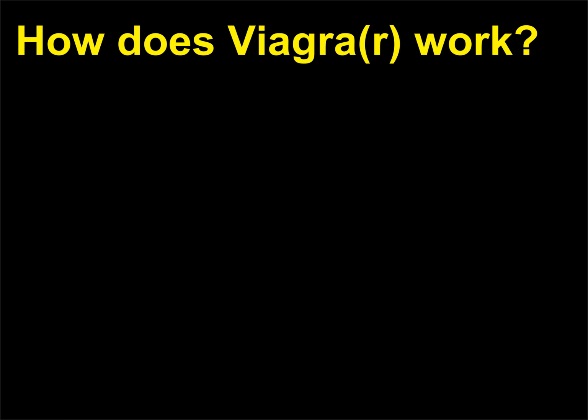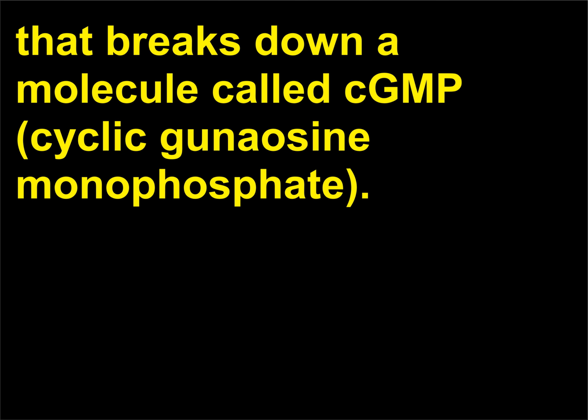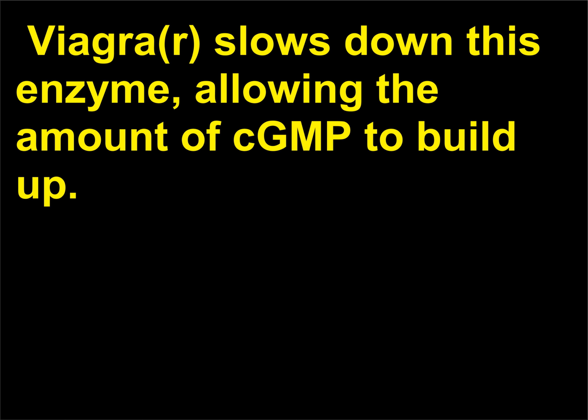How does Viagra work? Viagra, sildenafil, interferes with an enzyme located in the erectile tissue that breaks down a molecule called cGMP, cyclic guanosine monophosphate. Viagra slows down this enzyme, allowing the amount of cGMP to build up.